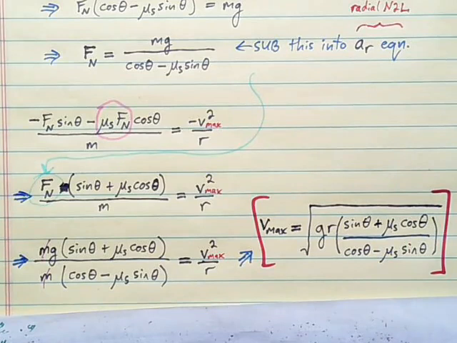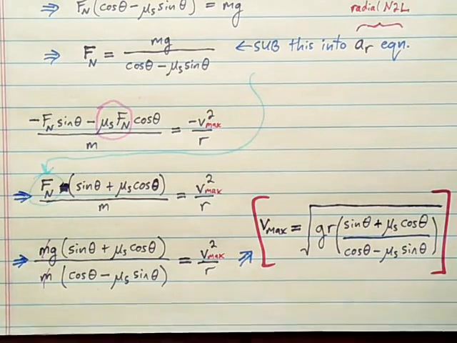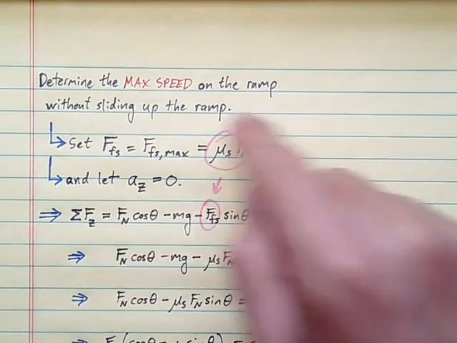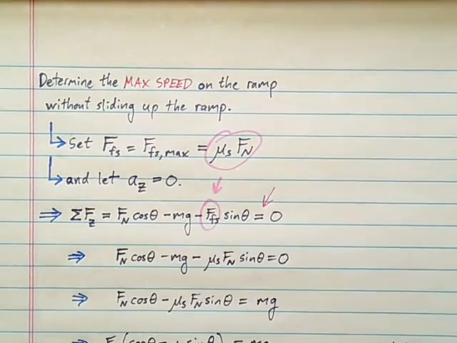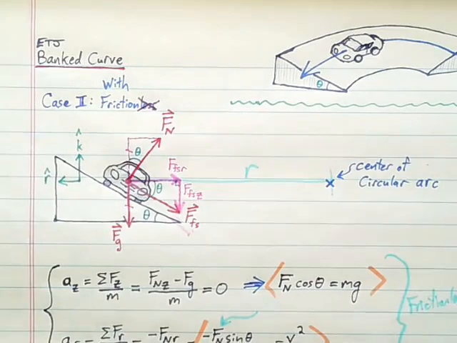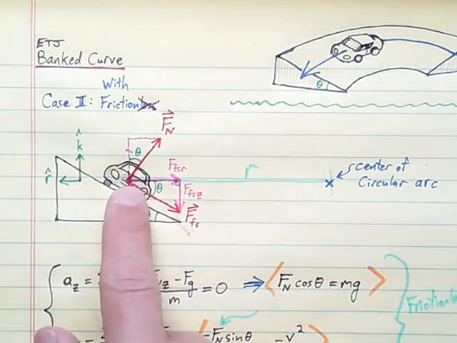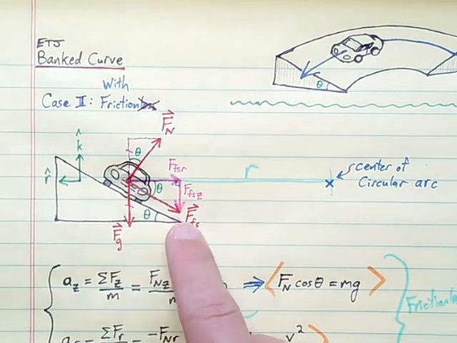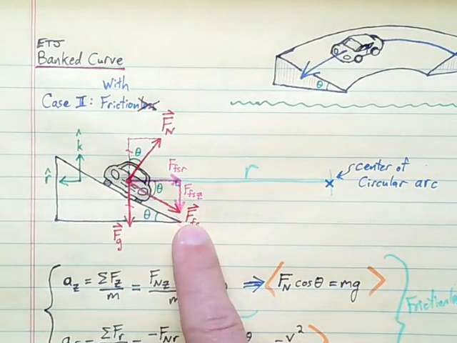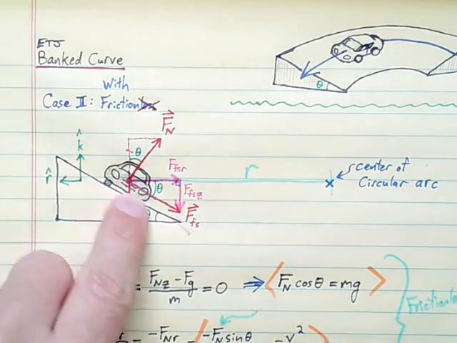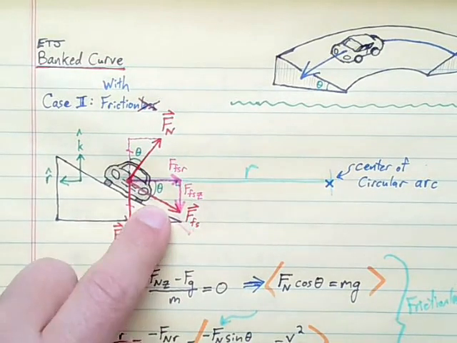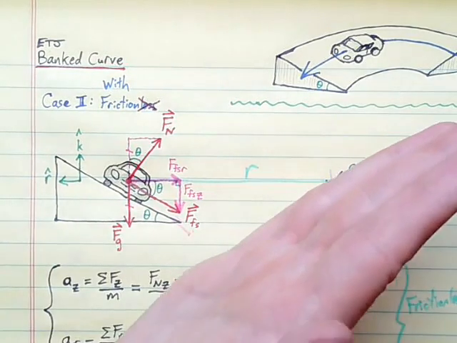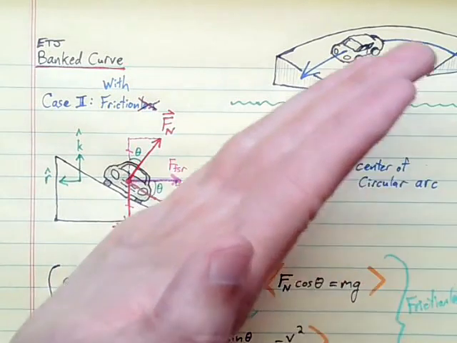All right, so here's an extension that you can try on your own. We worked out the maximum speed that you can take the ramp without sliding up the ramp. But of course, if you're going too slow around the ramp, you might tend to slide down it. So there might be a minimum speed at which you can take the ramp without sliding down. So if we're going to tend to slide down, then, well, static friction here is going to oppose that. It's going to prevent you from sliding down.